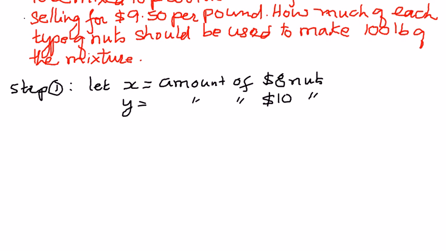Okay, since the mixture must be 100 pounds, we can write a linear equation based off this information. Therefore, we can say X plus Y is going to be equal to 100 pounds. So this is our equation number one.